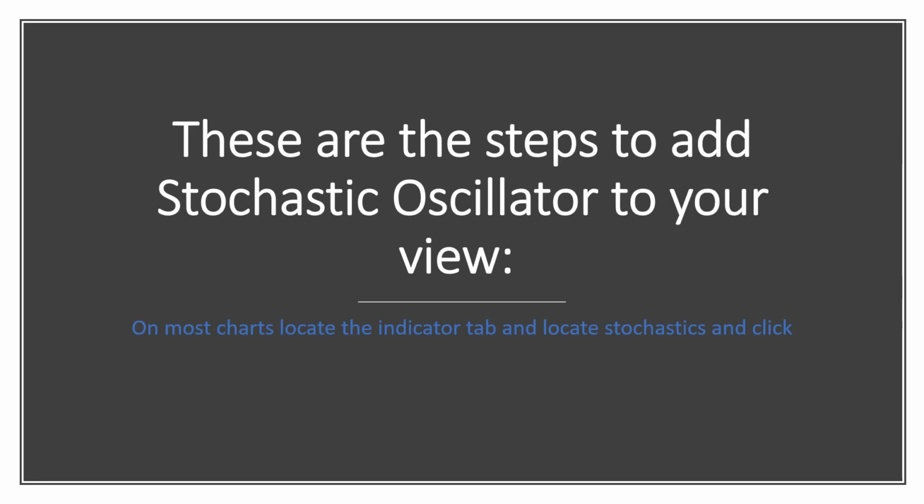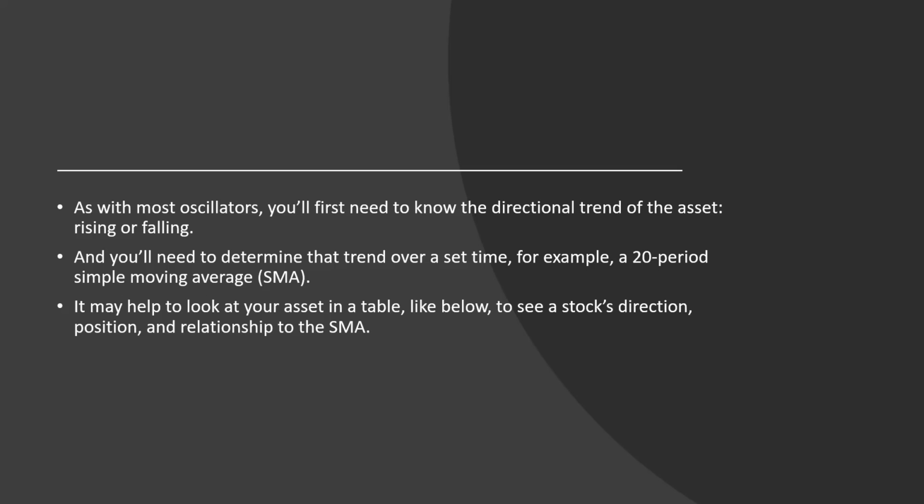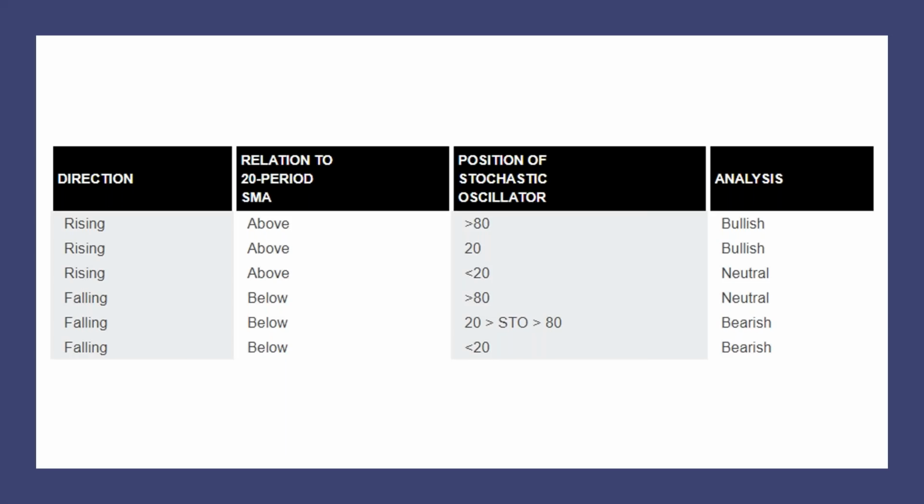Now, I'm going to take you over a chart, and putting stochastics on your chart is a very simple thing. As with most oscillators, you'll need to know the directional trend of the asset, whether it's rising or falling. And you'll need to determine that trend over a set period of time, for example, a 20-period simple moving average. It may help to look at your assets in a table to see the direction and the position.